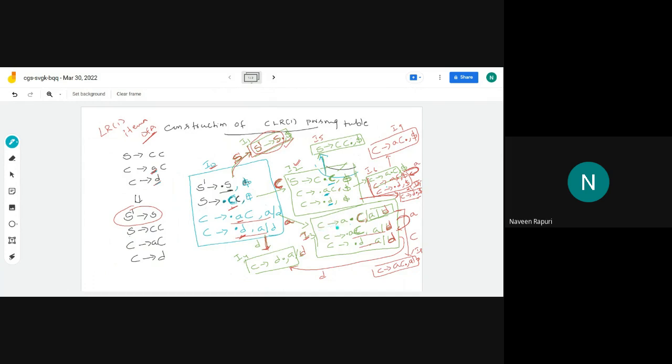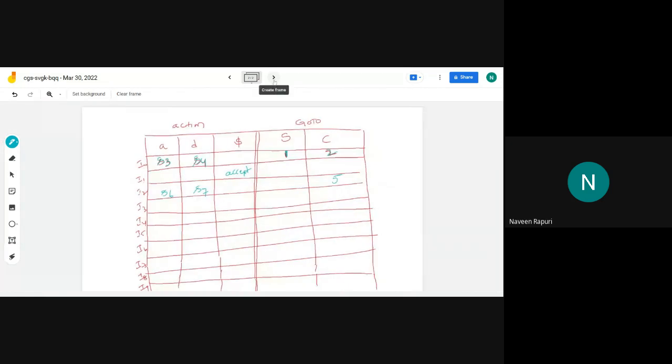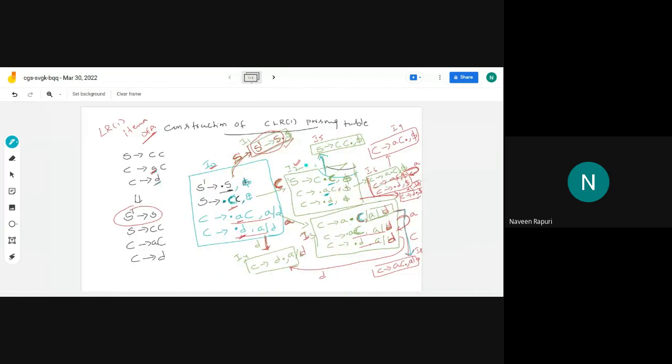C derives small a dot C. That means I3 on capital C is moved to state I8. So I3 on C, it is moved to state 8.